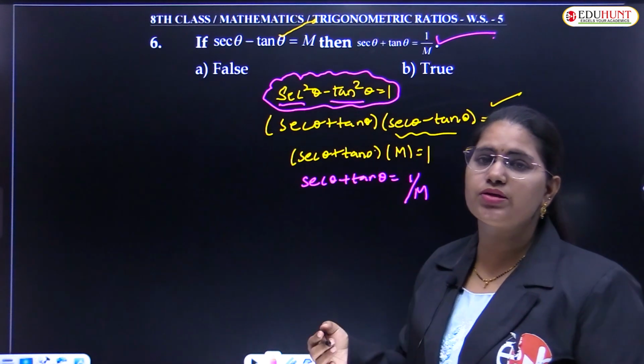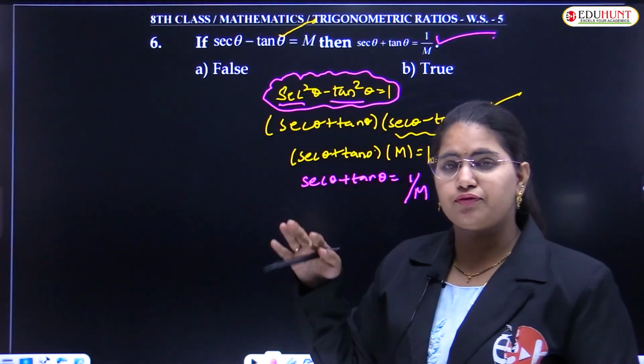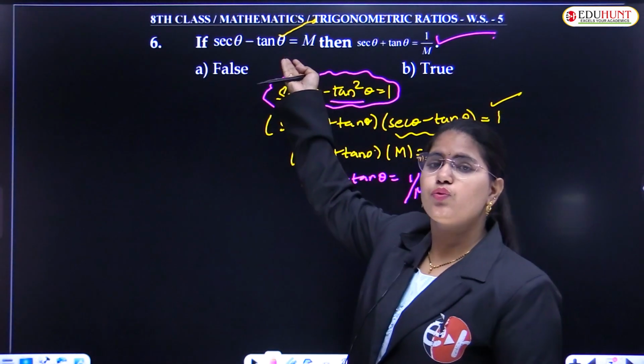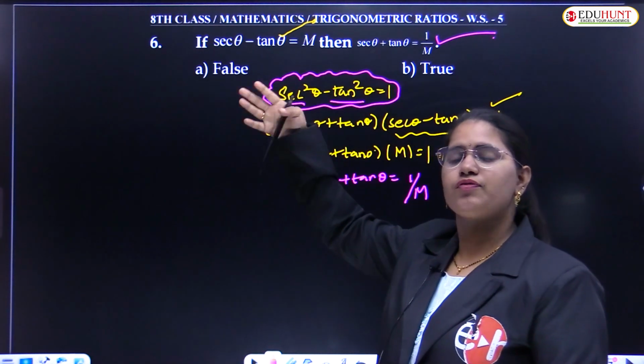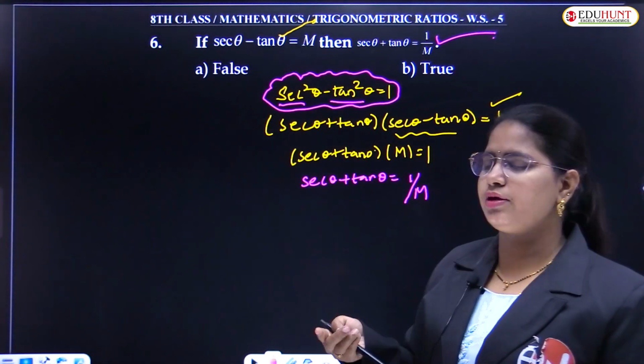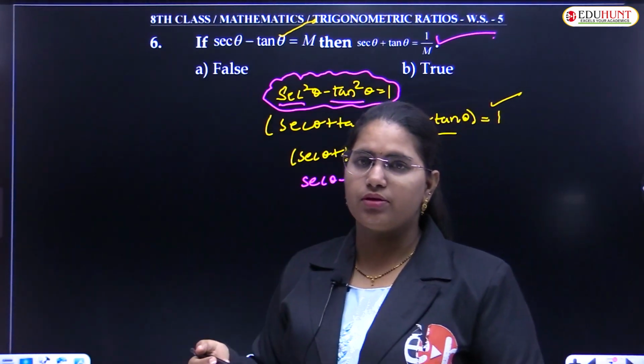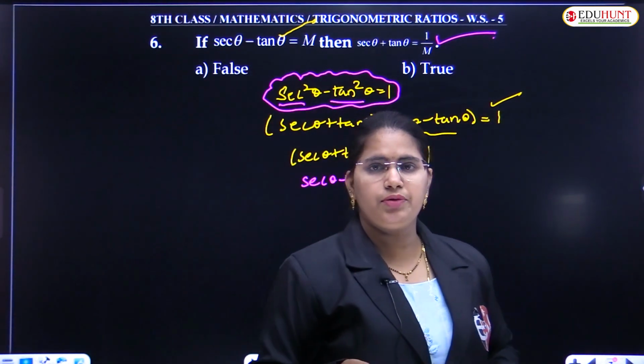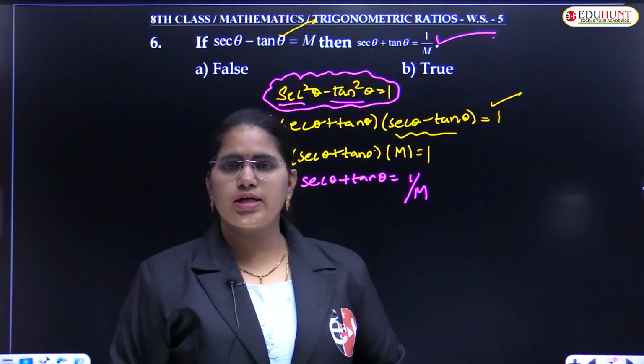And it may happen vice versa too. If secant theta minus tan theta is equal to 1 by m, then what is the value of secant theta plus tan theta? Obviously it will be m. It will happen vice versa. I hope I am clear with this question. Everybody? So let's get back to the next question.